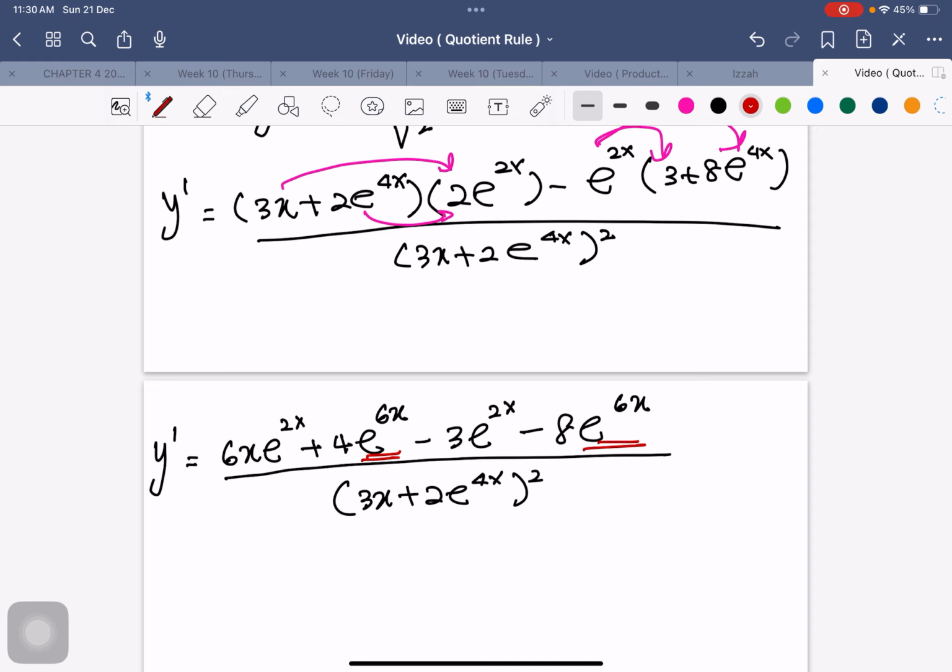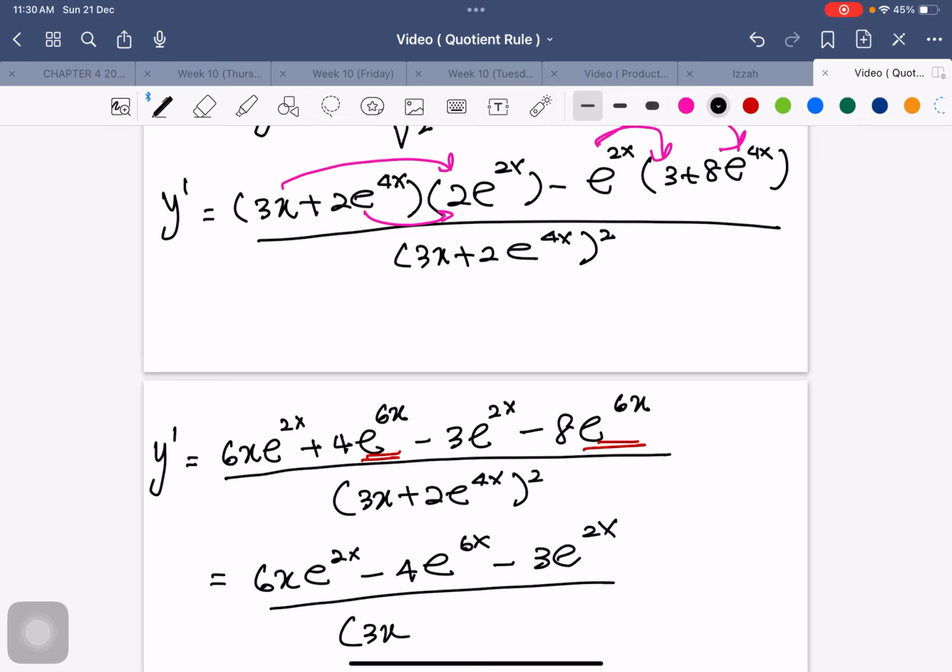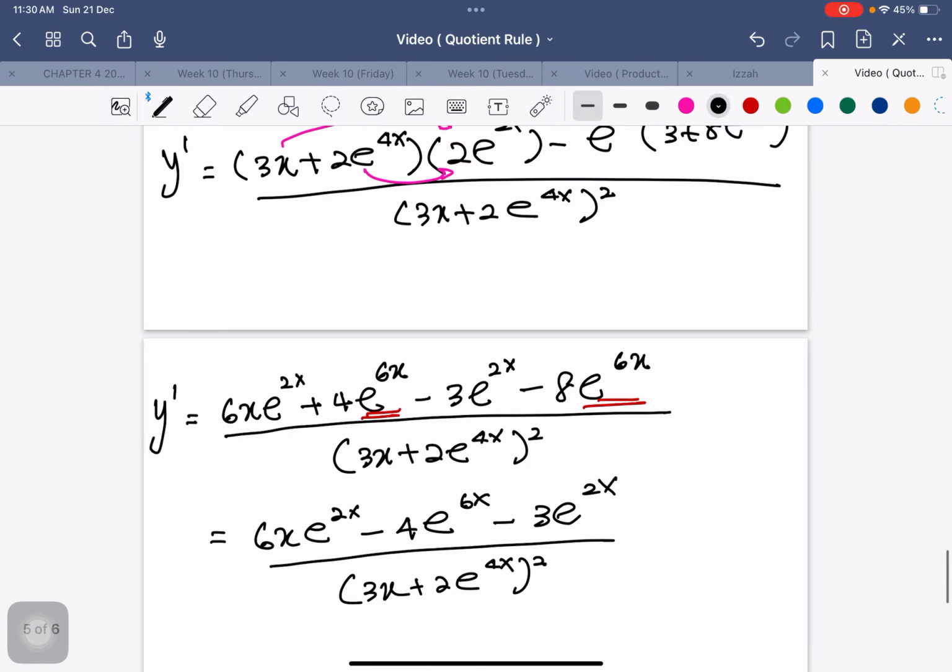Okay. So, if you simplify this one, you will have 6x exponent to x. So, negative 8 plus 4 will give you negative 4 exponent 6x, minus 3 exponent to x, over (3x plus 2 exponent 4x), the whole thing squared. Okay, so this is your dy dx or y prime. So, your first task is done.